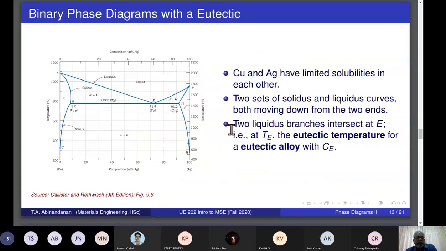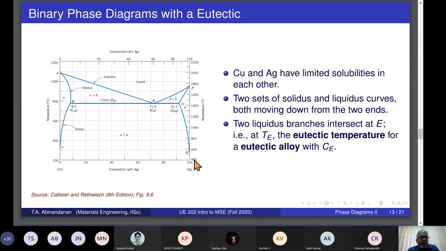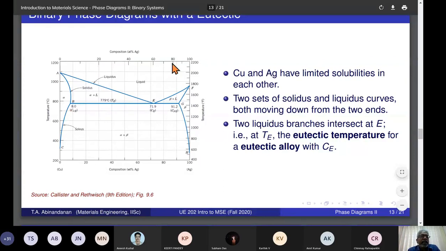All right, so this is the last topic that we want to see today. Here's a situation where we have three phases that can coexist at equilibrium. And this feature here is called a eutectic. So this phase diagram itself is copper and silver. Here you can see the weight percent axis, whose graduations are all at equal distances. They do not correspond to the markers here in terms of atomic percent silver. So this has been drawn correctly.